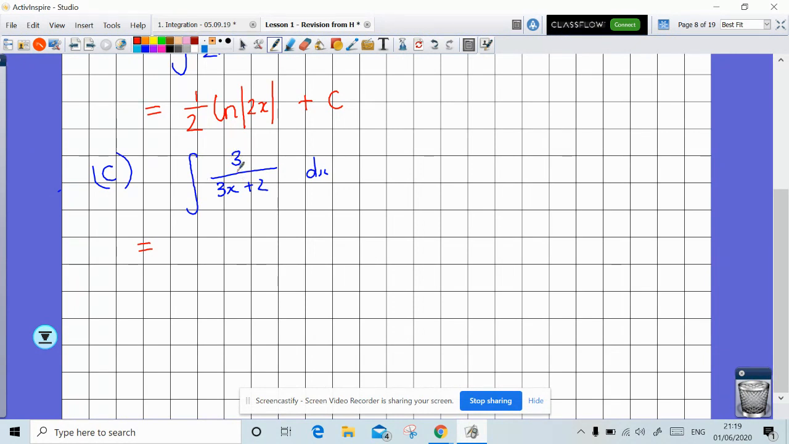This is straight into the special case. So it's just going to be ln of the bottom. And that's it. We don't need to do any manipulation because I've already got the derivative of the bottom on the top. So therefore that's us finished. Okay, right, on to part D.